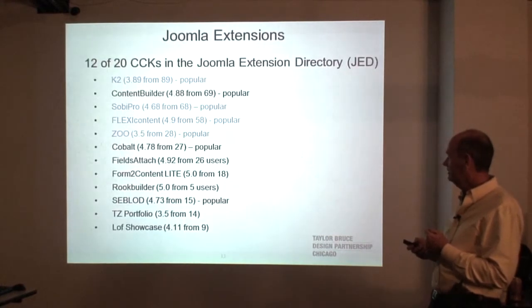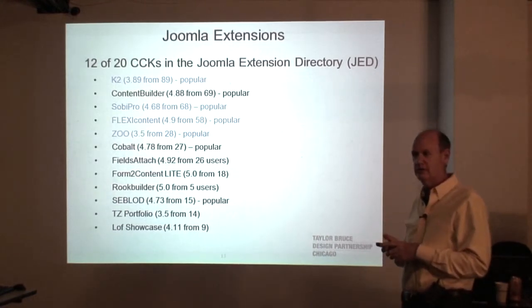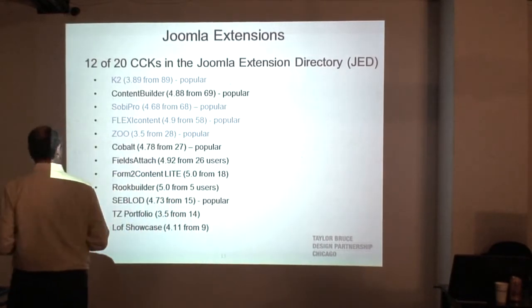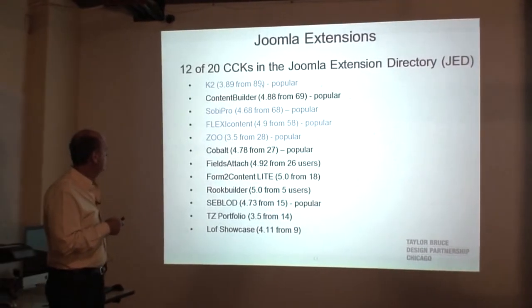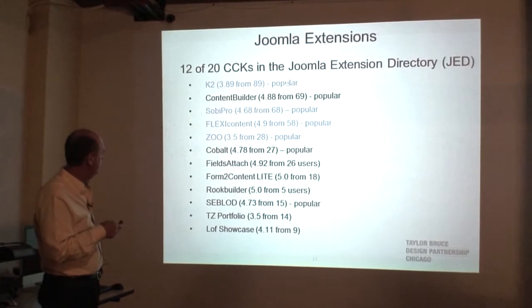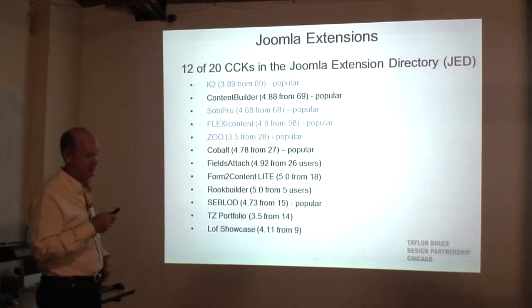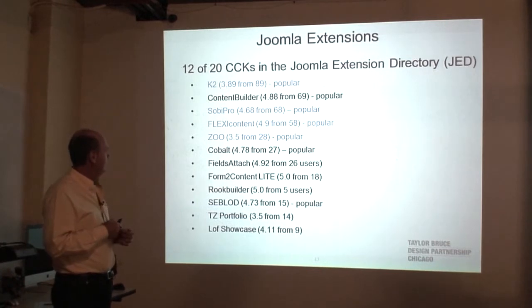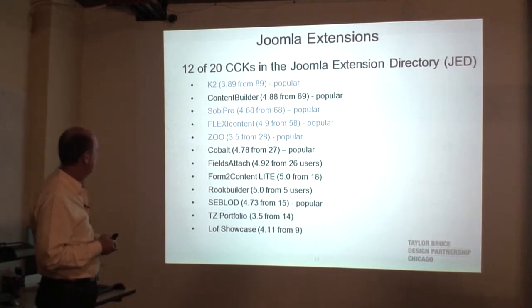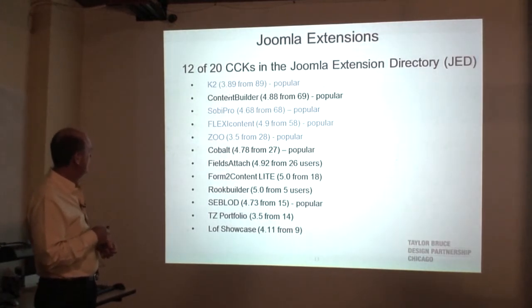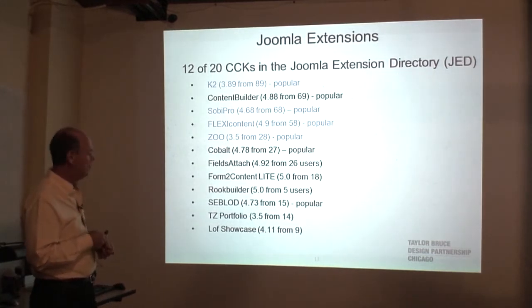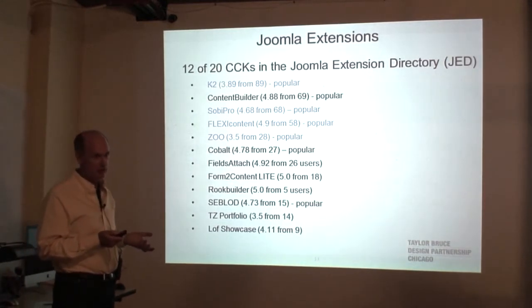I went forth and looked at the most popular extensions in the Joomla extension directory. By most popular, I just looked at how many reviews they had, not what their rating was, but how many people actually used them. So 89, 69, 68, 58, and so forth. The ratings are subjective, but I figured if people felt strongly about something, then I wanted to look at it. So I started my quest, and for some reason, I can't remember why, I didn't evaluate Content Builder. But I evaluated the first 4, and then I sort of stopped because I found SOBIPro, and that met all my requirements.